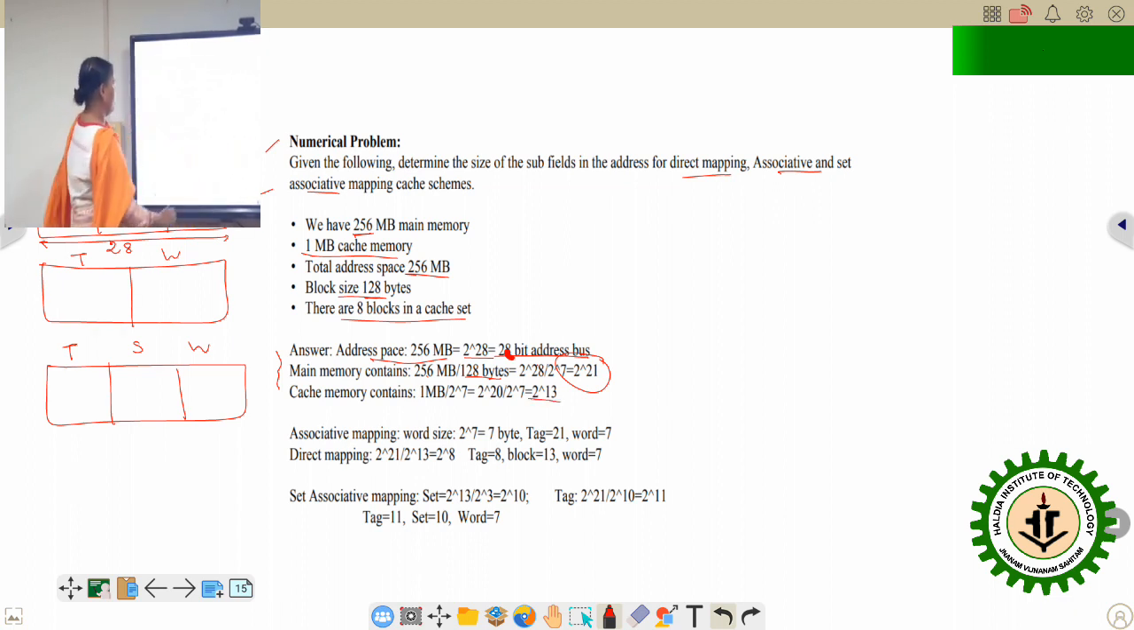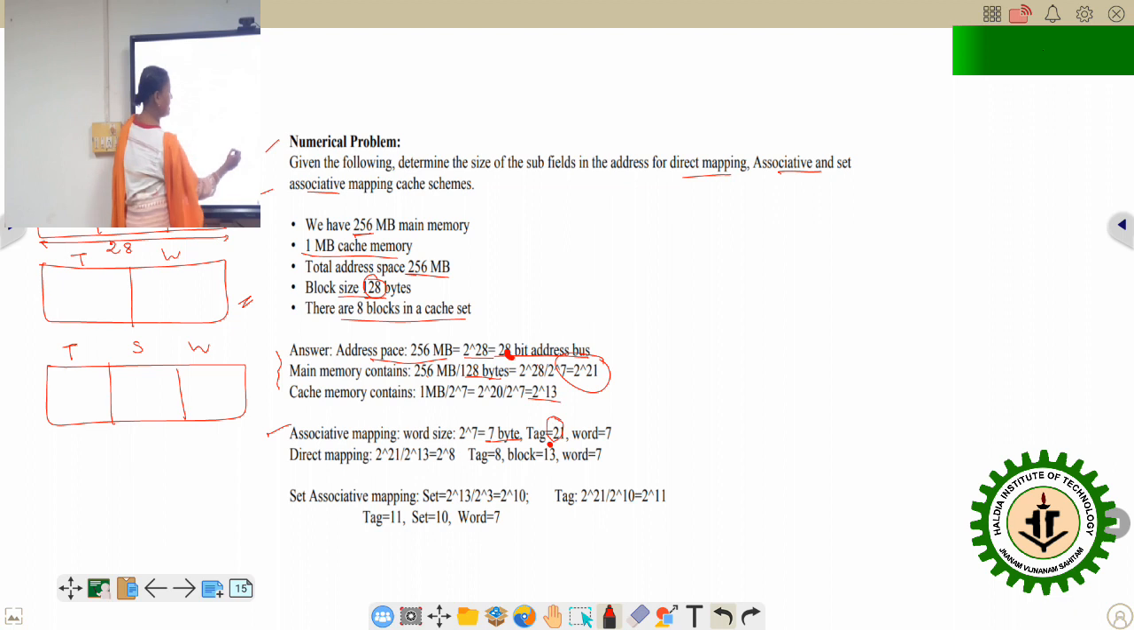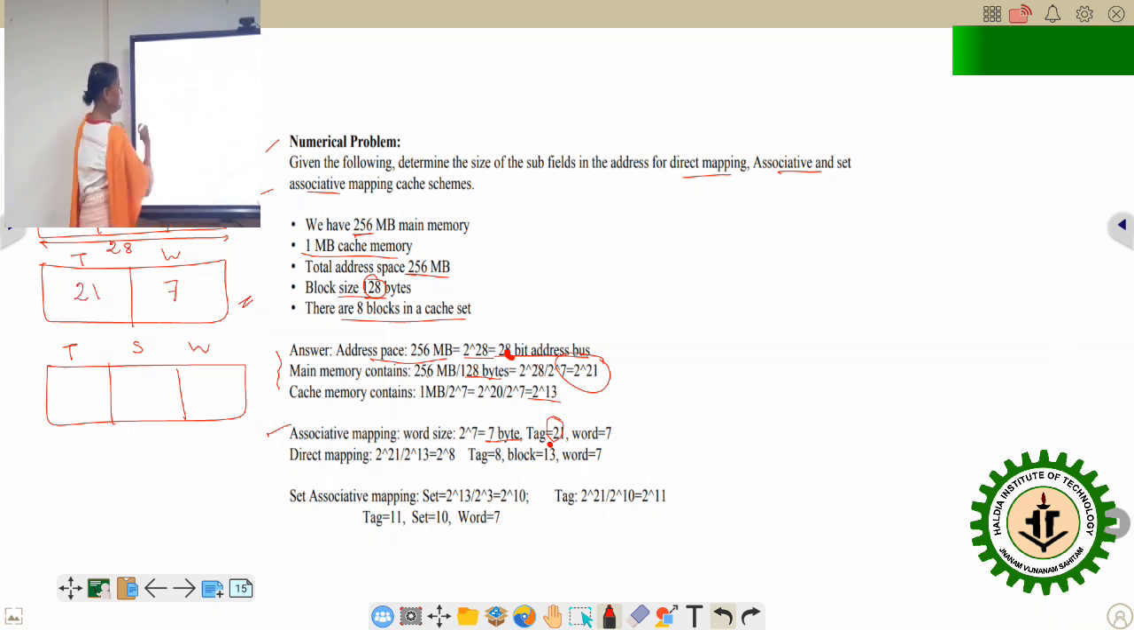Now how to calculate? First consider associative mapping, the second one. Word size is 2 to the power 7, that is 7 bits, which comes from the 128 bytes. The total is 28, so 28 minus 7, that is 21, is the tag value. So this is the 21 and this is the 7.